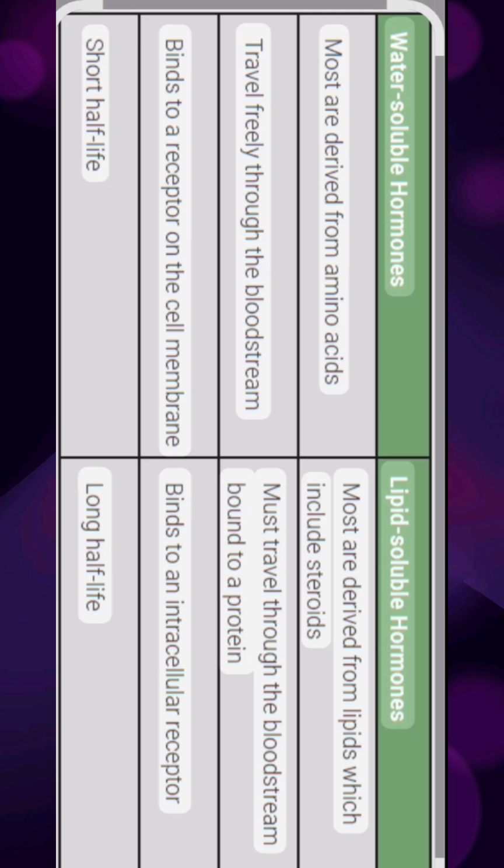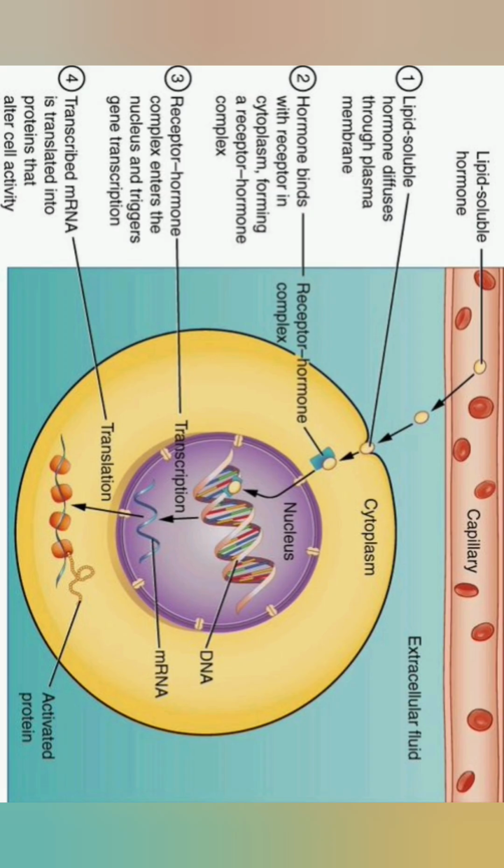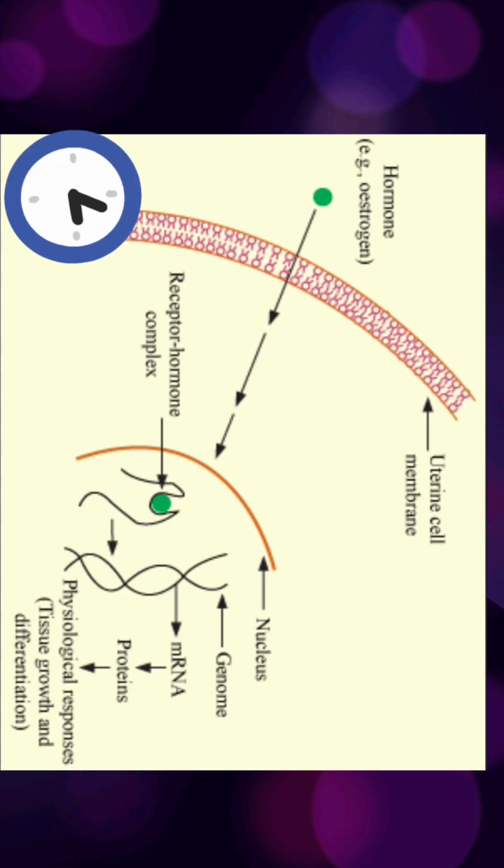Let us discuss the mechanism of hormonal action. First of all, we will discuss lipid soluble hormones. Lipid soluble hormones like steroids, estrogen, progesterone, testosterone, and corticosteroids can easily pass through the cell membrane. Imagine the uterine cell membrane and estrogen entering the cell. Estrogen causes the growth of the uterine wall by cell division.